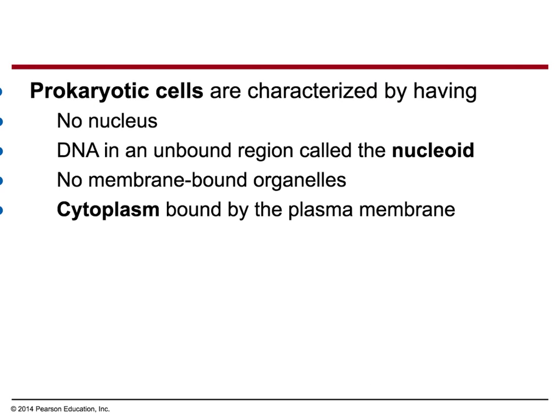All right? So, prokaryotic cells have no nucleus. Their DNA is not separated from the cytosol. It is collected in one area called the nucleoid. And again, this is your big one, no membrane-bound organelles. And they do have cytoplasm that's bound by the plasma membrane.